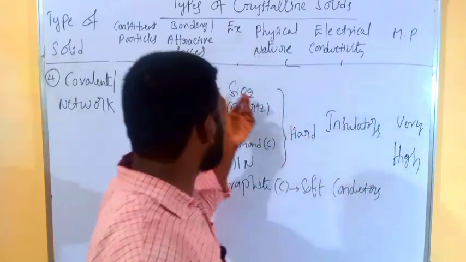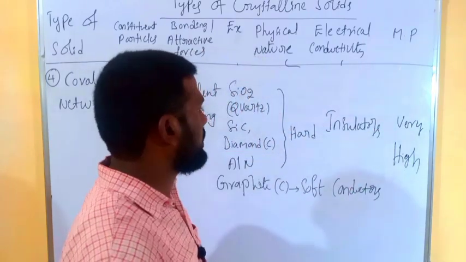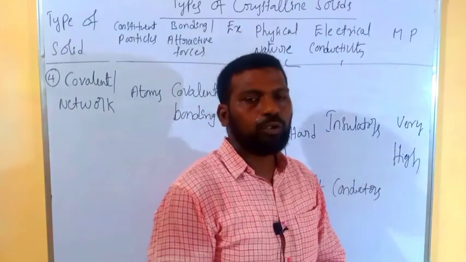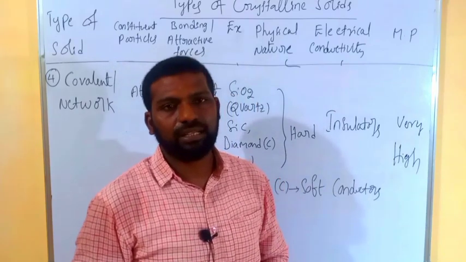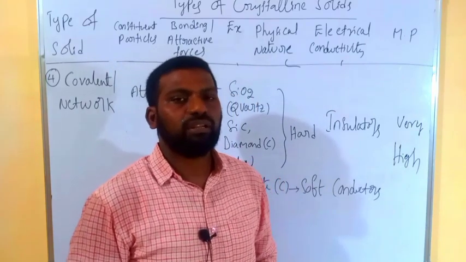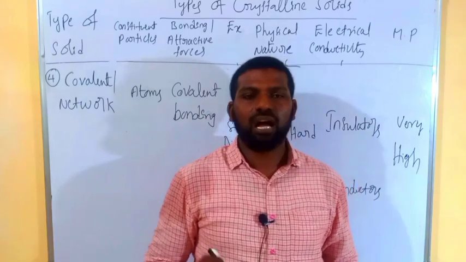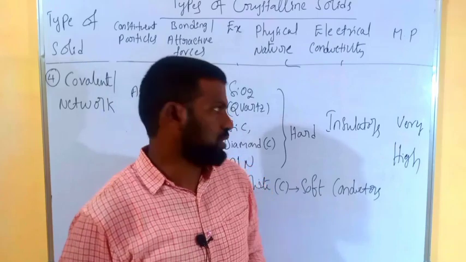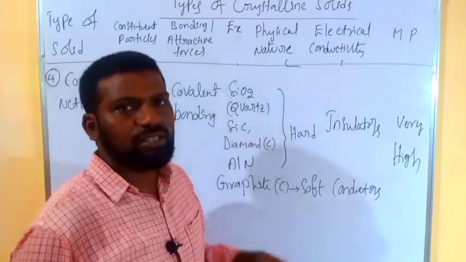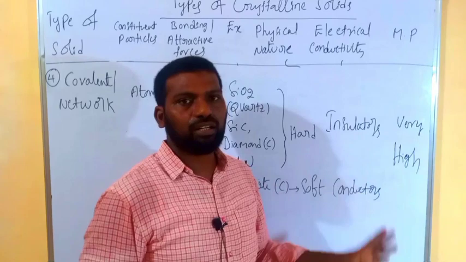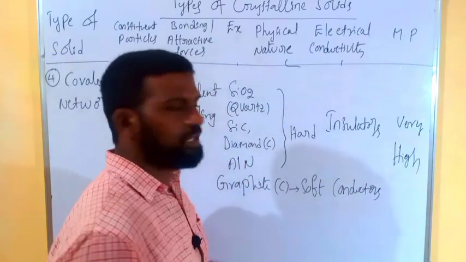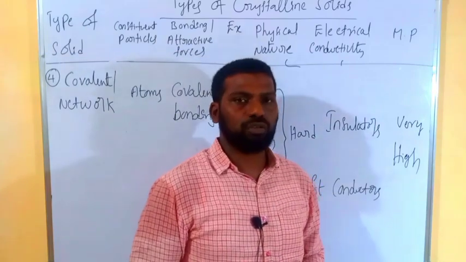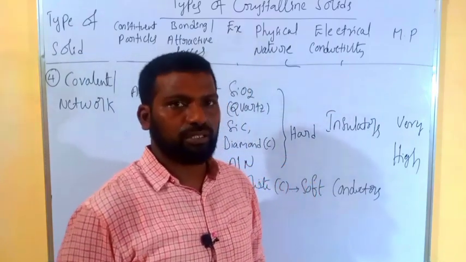Next, what about their electrical conductivity? Here almost all of these materials are insulators. They are bad conductors of electricity. Do you know what is the main reason for electrical conductivity? The main reason for electrical conductivity is the availability of free electrons. In these compounds, there is no free electron available. But in the case of graphite, graphite has a large number of free electrons. Due to the presence of free electrons, graphite acts as a good conductor.